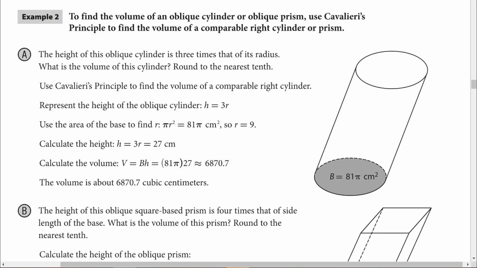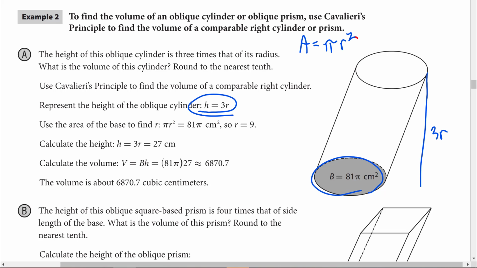They've told us the height is 3 times my radius. So my height here is 3r. Can I find my radius? Well, we know the area of a circle is pi r squared. So if my area is 81 pi, pi divides out. 81 is r squared, so I square root those. And my radius is 9, which means 3 times 9, I have a height of 27.